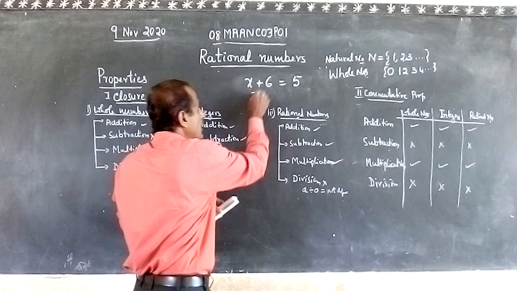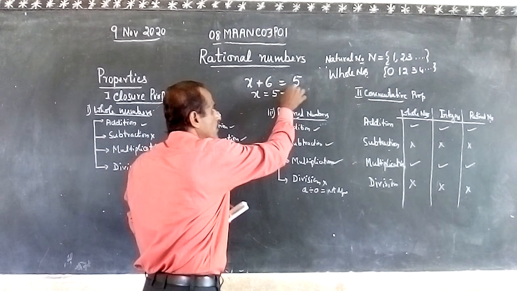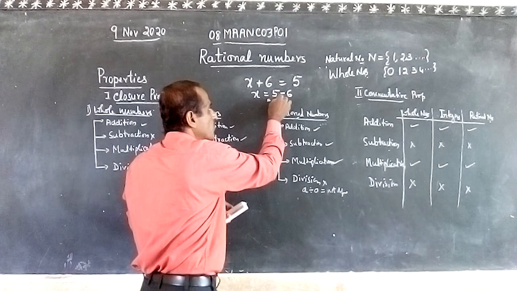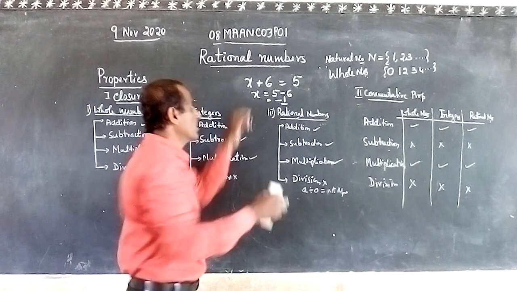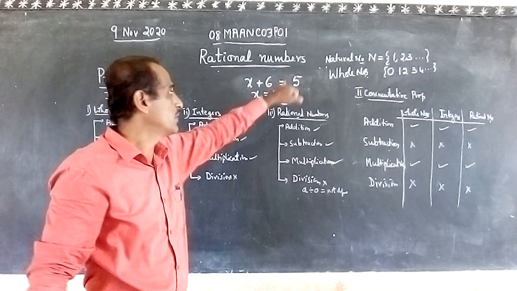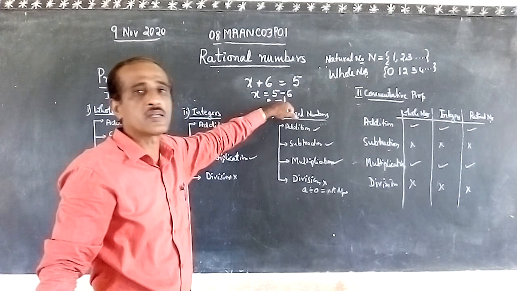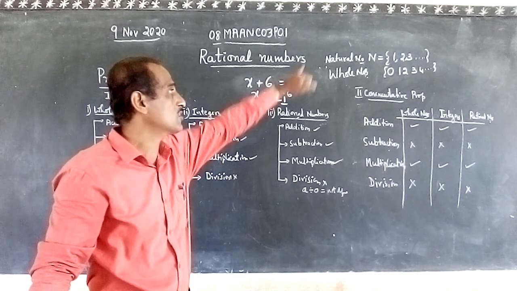So, what is the value of x? x is equal to 5, and if you carry the 6 across, it becomes minus 6. 5 minus 6 is not 1, it is minus 1. See, minus 1. So the value x equals minus 1 makes this equation true. Therefore, this number is not a natural number or a whole number.